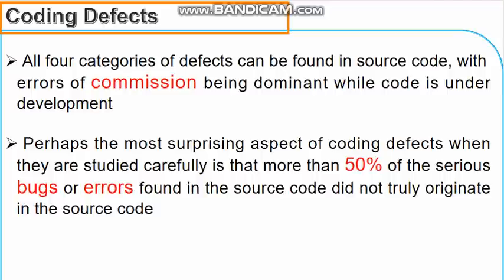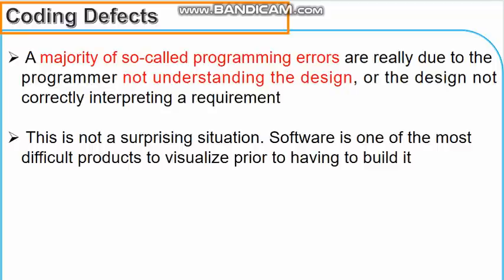Next is coding defects. All four categories of defects can be found in source code, with errors of commission being dominant while code is under development. Perhaps the most surprising aspect of coding defects, when they are studied carefully, is that more than 50% of the serious bugs or errors found in the source code did not really originate in the source code.